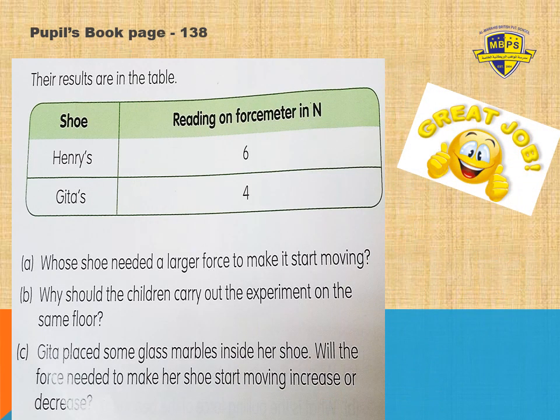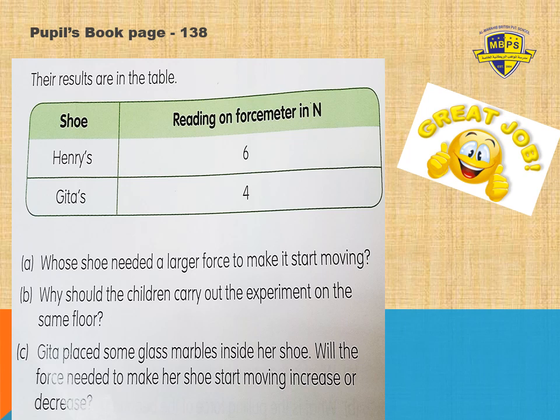So who will tell me the answer to question A? Whose shoe needed a larger force to make it start moving? Henry's or Geeta's? Geeta, I think. No, it's wrong. Who will tell me? It's Henry's. Very good. Because it applies more force. How much is it? 6. Very good, grade 2.